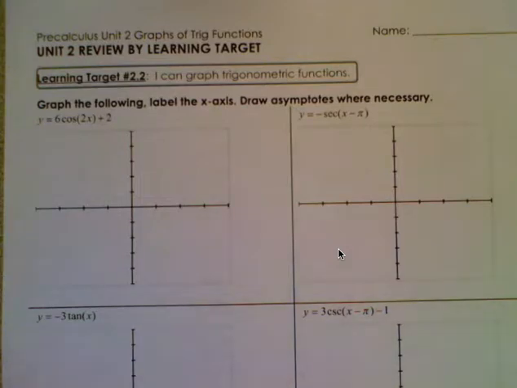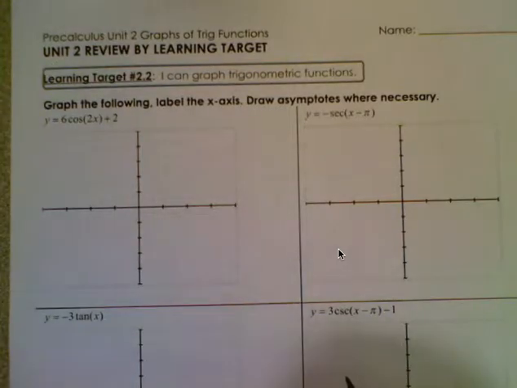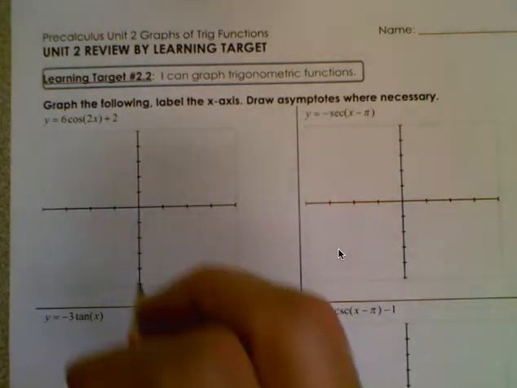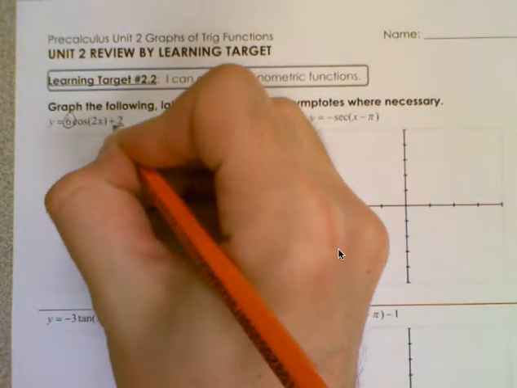So in the next part of the review, we're going to look at how to make graphs of trig functions. So the first one is a cosine curve. It has an amplitude of 6, and it has a midline of 2.